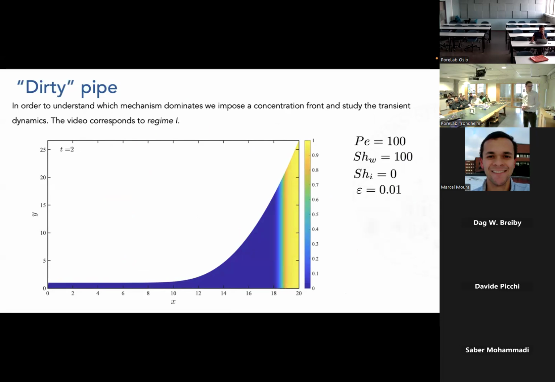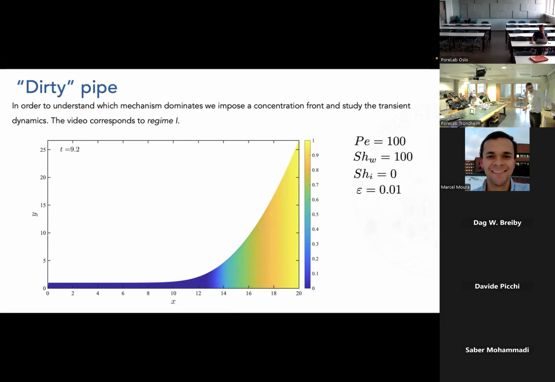This is a video of a case of high Péclet and high Sherwood number. And we call this example dirty pipe. It's like the film is initially clean, so concentration is equal to 0, and it is like approaching a pipe which is dirty with concentration 1. And here also the mass is taken from the boundary.